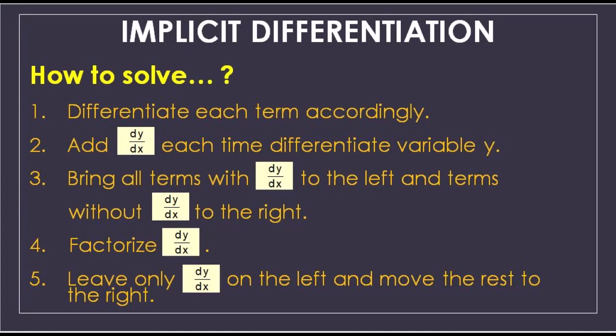There are 5 basic steps in implicit differentiation. Number 1, we will differentiate each term accordingly. Sometimes we will have to apply product rule and sometimes quotient rule. Number 2, remember to add dy over dx each time we differentiate variable y. Number 3, bring all terms with dy over dx to the left and the terms without dy over dx to the right hand side. Number 4, factorize dy over dx. And lastly, leave only dy over dx on the left and move the rest of the equation to the right.